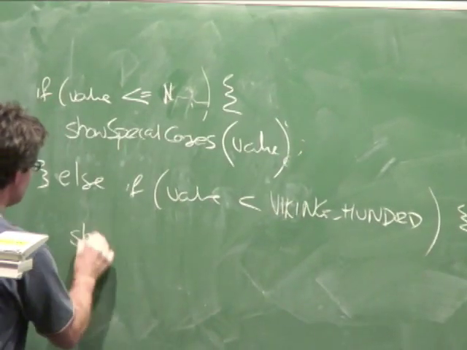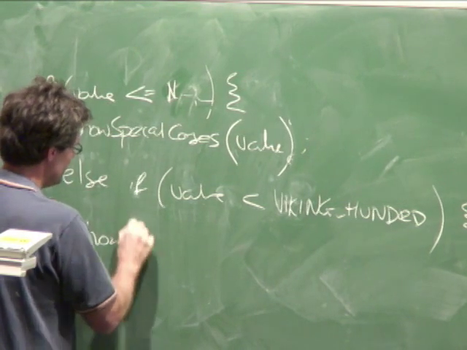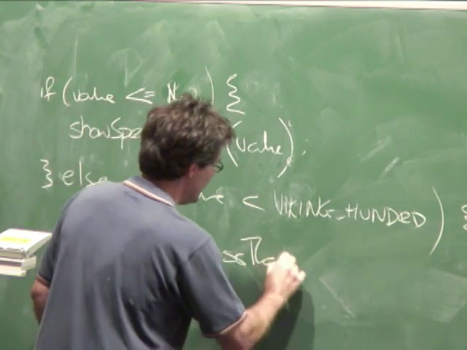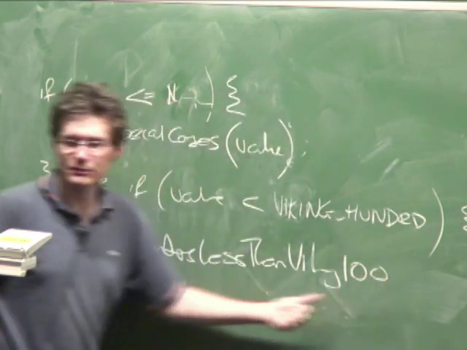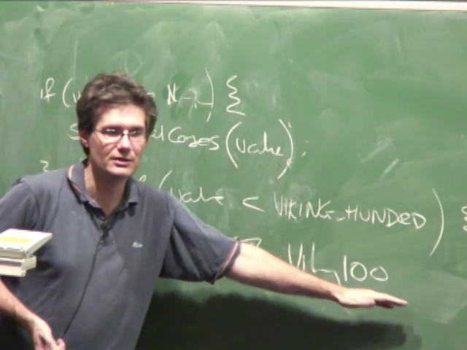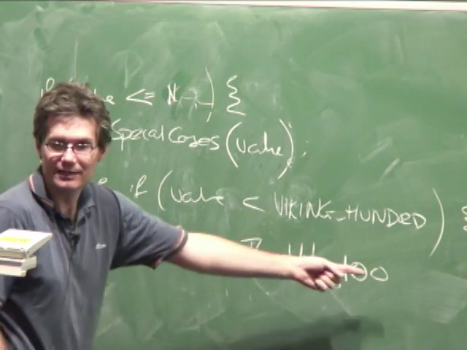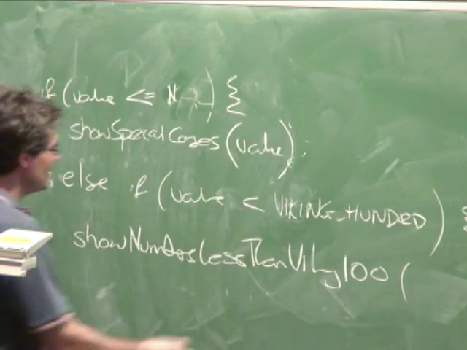Then show numbers less than Viking 100. Except, is that a good function name? Full marks for clarity, 0 marks for length. Your job, should you choose to accept it, is to contain all this beautiful informative information in a function with a name that's much, much shorter. Okay. If you can't, leave it long. Don't throw away the meaning, but if you can throw away some of the letters and keep the meaning, that's really good.